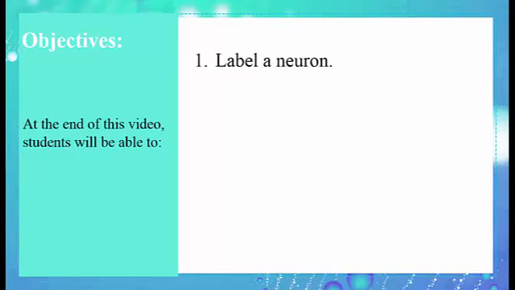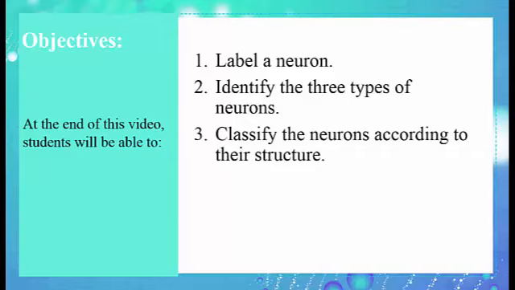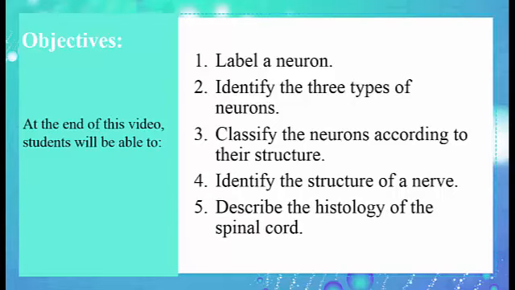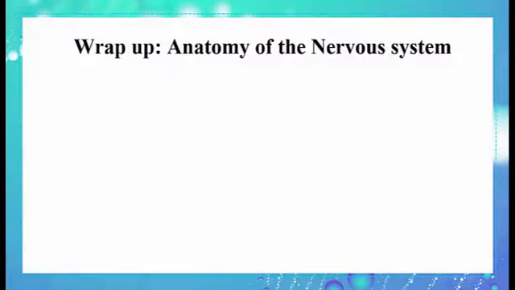The objectives to be covered: first, we have to label a neuron, to identify the 3 types of neurons, then to classify them according to their structure, then to identify the structure of a nerve, and at the end to describe the histology of the spinal cord. And let's start.